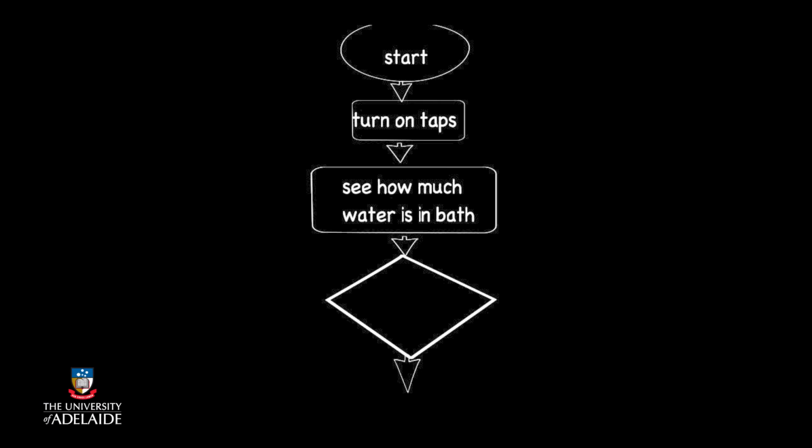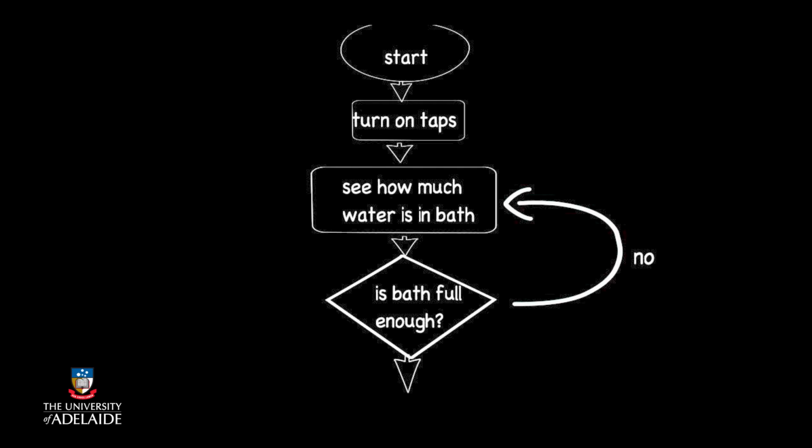Let's have a look at another flowchart, in this case a flowchart which describes the action of filling a bathtub with water. In this flowchart, we start by executing the instructions for turning on the tap and then seeing how much water is in the bath. The instruction we want to repeat is that of checking the water level in the bath. If it is not high enough for the bath, then we leave the water running and continue to check it. If it is high enough, we proceed to turn the tap off.